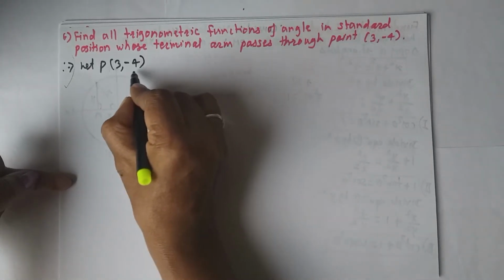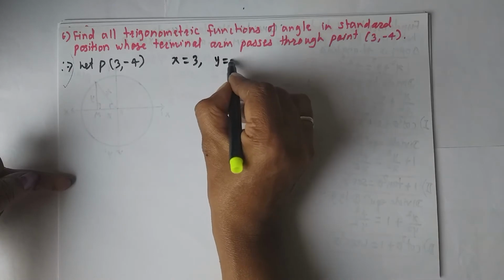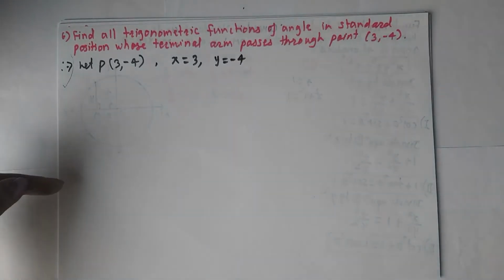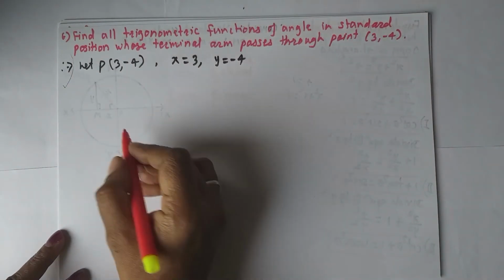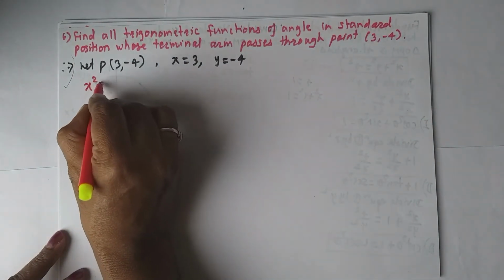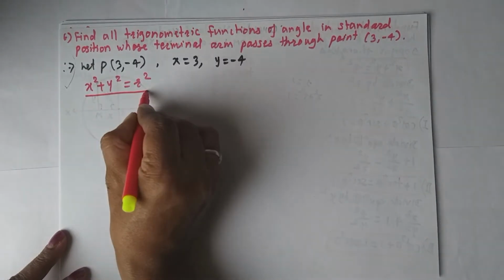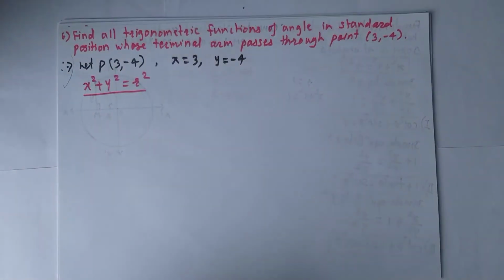Now what is given here? The point (3, -4) means the x coordinate is 3 and the y coordinate is -4. Here we have seen the formula in the beginning, that is x squared plus y squared is equal to r squared. Using this formula we will find out the value of r.